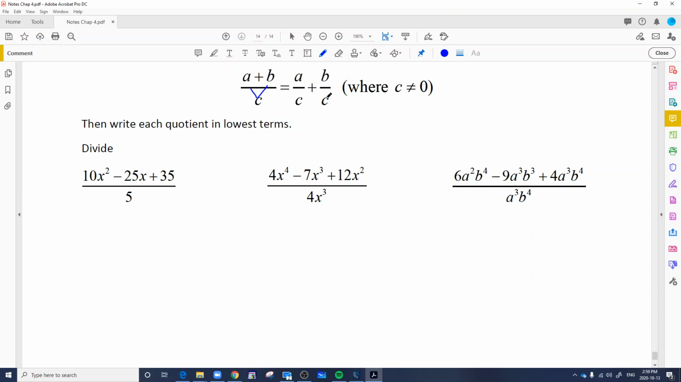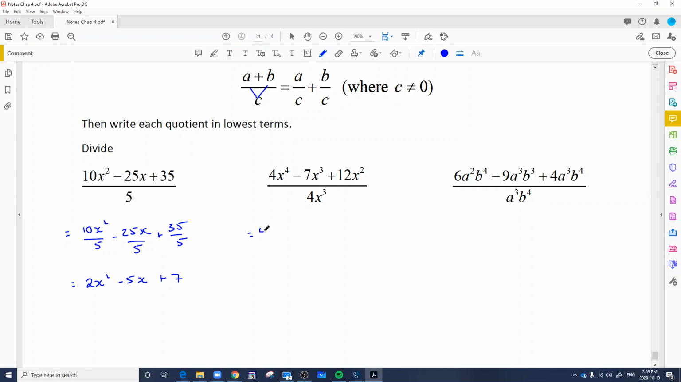and b divided by c. So if I looked at a question like this first one, I would have 10x squared is getting divided by 5, minus 25x is getting divided by 5, and 35 is getting divided by 5. So I could simplify this to 2x squared minus 5x plus 7. And that's all I want you to do at this point.